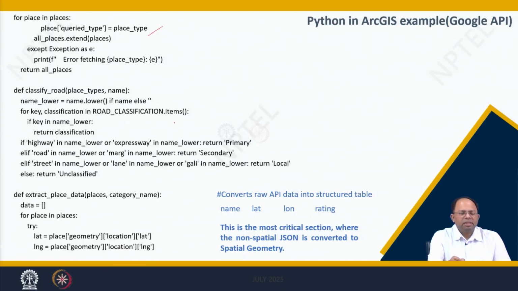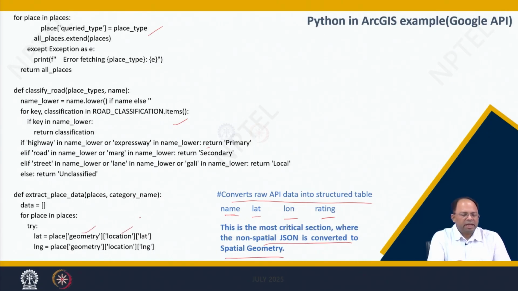And then we are also doing this classification function, where we are classifying the different roads based on their particular category. And finally, we are converting the raw API data into a structured table, that means from the JSON format, whichever way we get it, we are making a table with name, latitude, longitude, rating, and so on. And this is one of the most important parts, where non-spatial JSON is converted into spatial geometry. So that means we are saving the latitude, longitude.